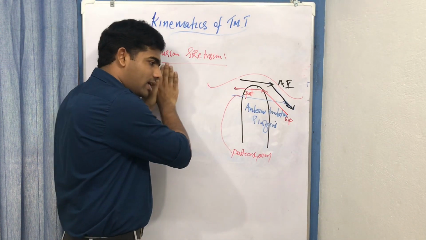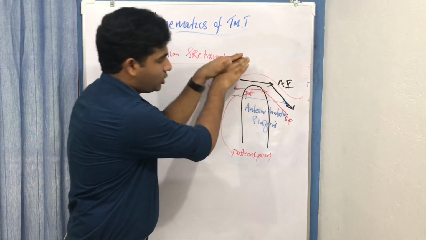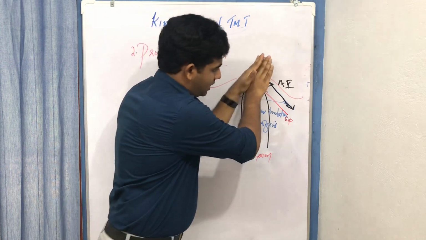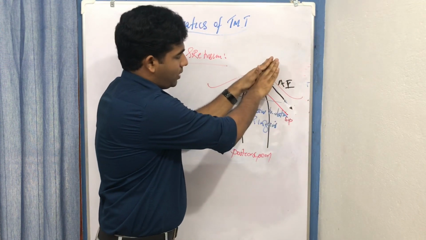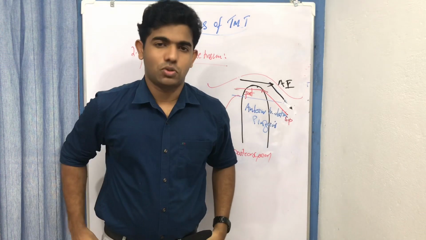Protrusion is something like an anterior translation, which cannot purely occur in the anterior direction due to the articular eminence. So it's an anterior inferior translation. And retrusion is a posterior superior translation.